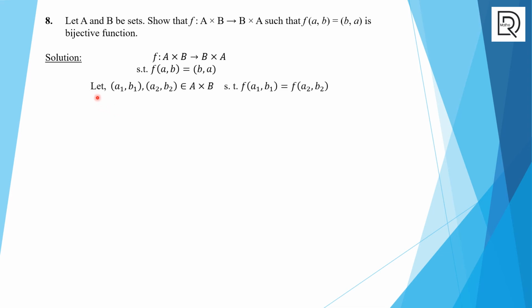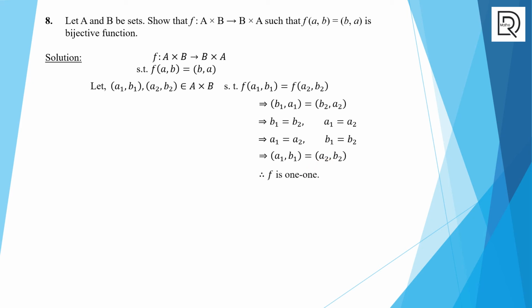So for 1-1, let (a1, b1), (a2, b2) belong to A cross B such that f(a1, b1) = f(a2, b2). Now by the definition of the given function we can write (b1, a1) = (b2, a2). So this implies b1 = b2 and a1 = a2. Since these two ordered pairs are equal, their first components are equal and the second components are equal. So if we interchange these two terms, then we can write a1 = a2 and b1 = b2. So this implies (a1, b1) = (a2, b2). So therefore f is 1-1.